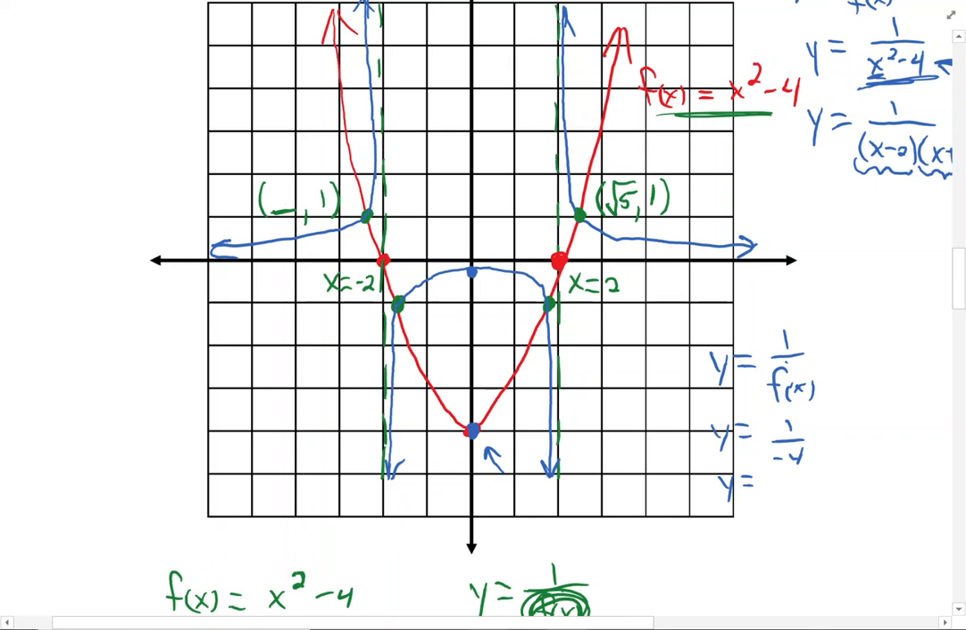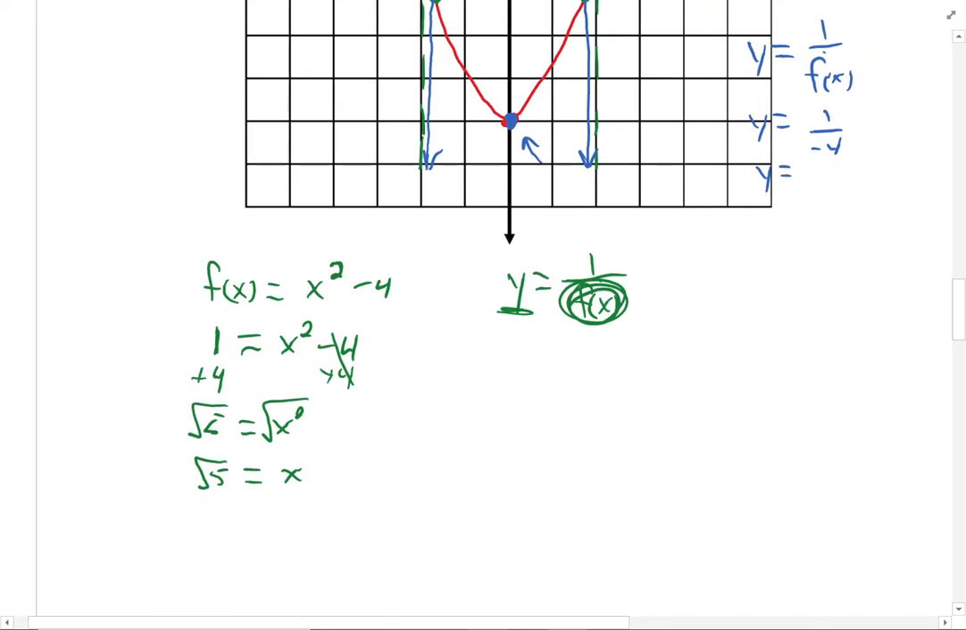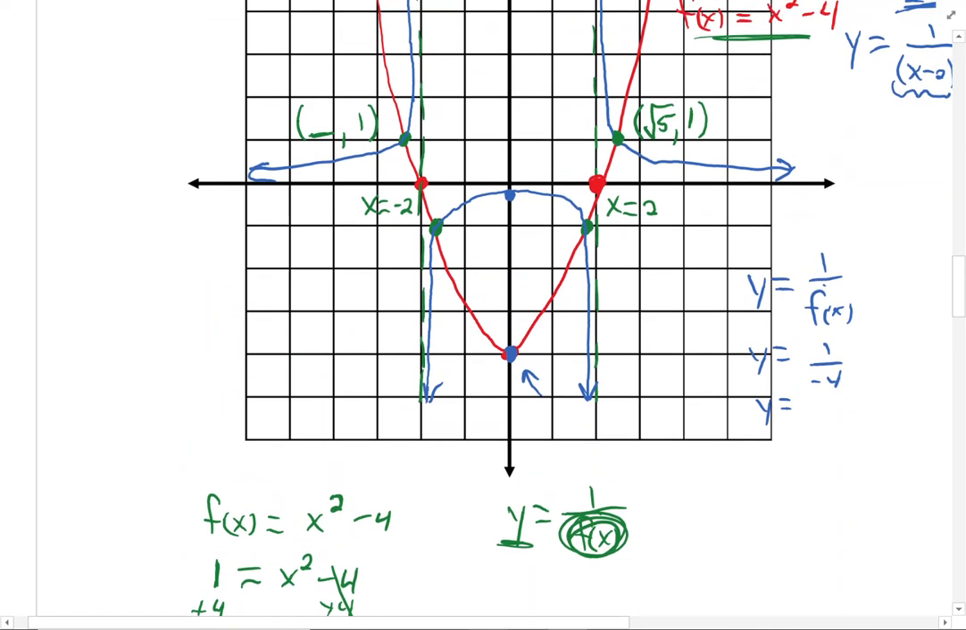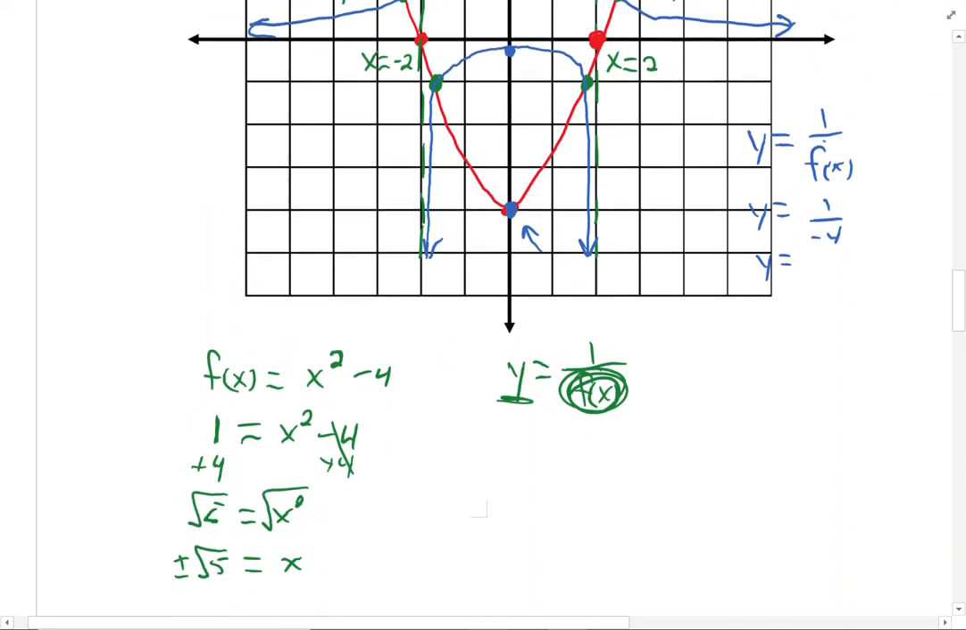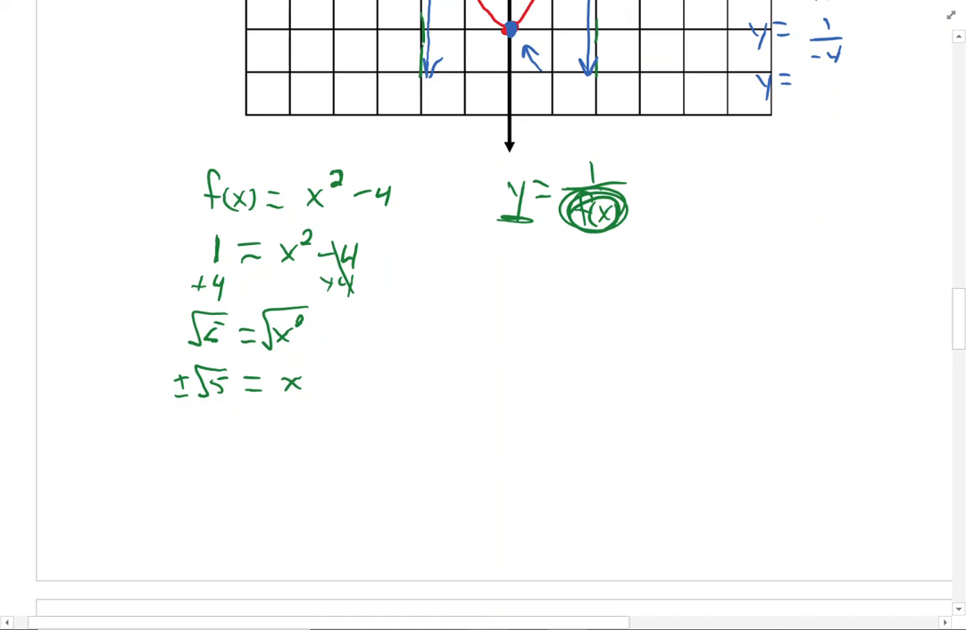Well, we're forgetting something from the last unit, or from the first unit. Whenever you take the square root of a number, you actually get the positive and the negative version of it. So there are two answers right there. You get plus or minus root 5. So this would be negative root 5, or root 5. Okay, so that's that one.